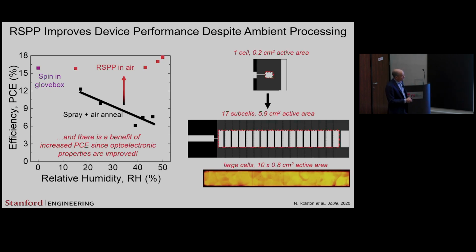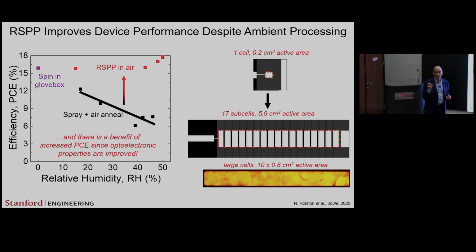So we're able to make these very large cells, as shown over here. They can then be diced and serially interconnected using laser dicing procedures. And so we can go from relatively small cells, as shown over here. Of course, as many of you know, most of the perovskite work that you see is done on very, very small cells.